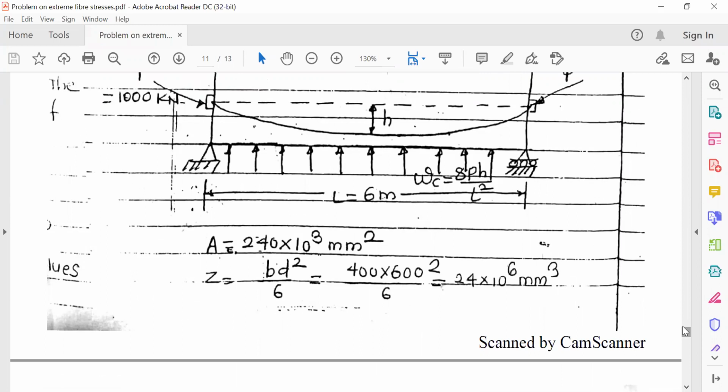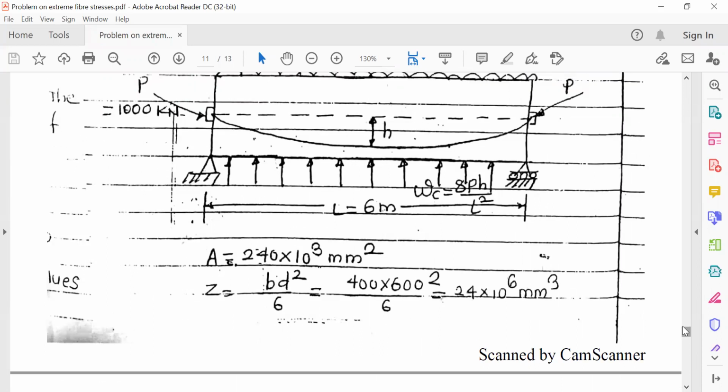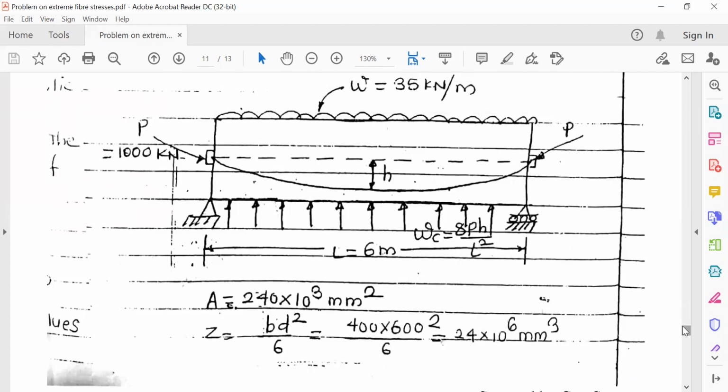Now you need to calculate Z. So Z के लिए BD square by 6. So B is your 400, D is your 600. So B 400 into 600 square by 6. So Z आपको मिलता है section modulus, that is 24 into 10 raised to power 6 mm cube. So just do the calculations for A and Z, then we'll proceed further for WC, that is the load for the parabolic profile.